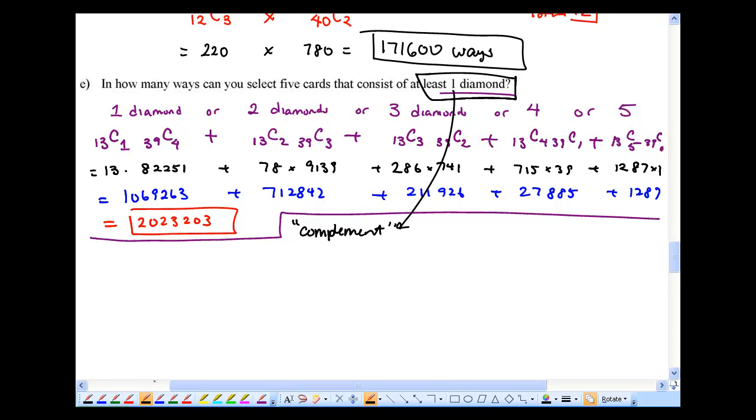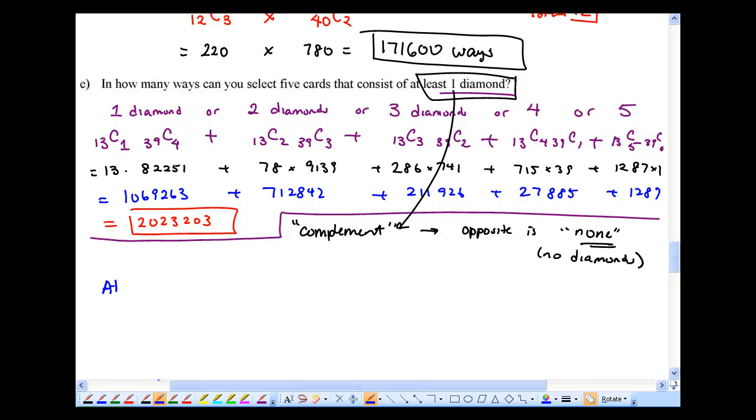Well, the opposite, or complement, of at least 1 is taking none. It's like me saying the opposite here is no. None. No diamonds. So really what I can be doing here is taking a look at the number of possible ways to, in general, select 5 cards, and then from there subtract the number of ways to get no diamonds. And that should give me the same answer of at least 1 diamond.